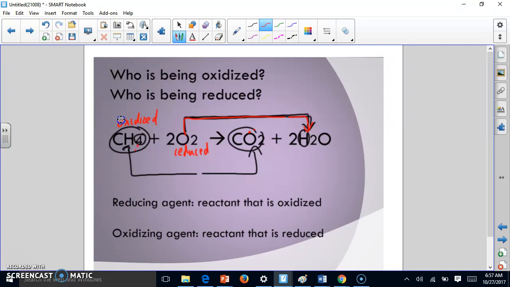Now on the bottom is some vocabulary. The AP exam used to use this heavily. When they changed the curriculum, they didn't really use it anymore. But the thing that is oxidized, which in this case was methane here, is called the reducing agent, because it's like helping this be reduced. This guy here is helping oxygen be reduced. Whereas the thing that is reduced is called the oxidizing agent, because it's helping the methane be oxidized.